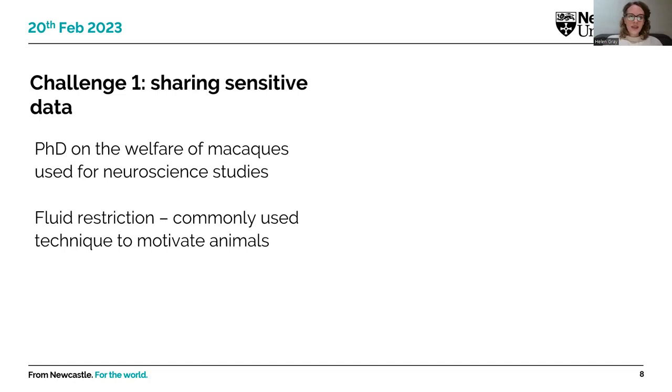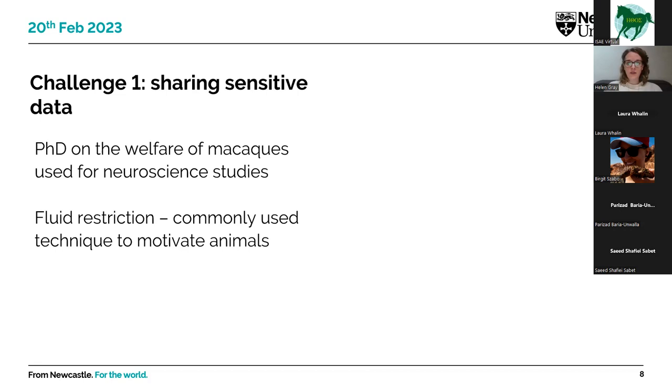To make it slightly more controversial, I was collecting data on fluid restriction. Fluid restriction means that we limit the free access intake of animals to water such that they are motivated to perform complex cognitive tasks for small fluid rewards. This is a commonly used technique in neuroscience, not only for non-human primates, but also for rodents. And it does come with some controversy on the welfare implications for the animals.